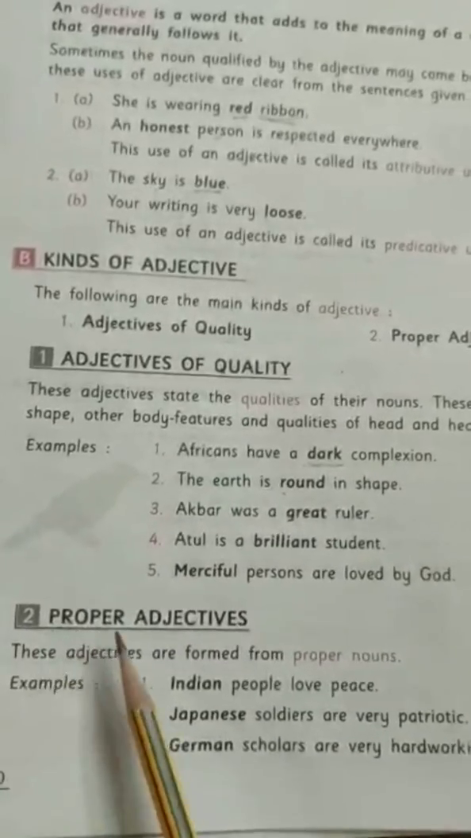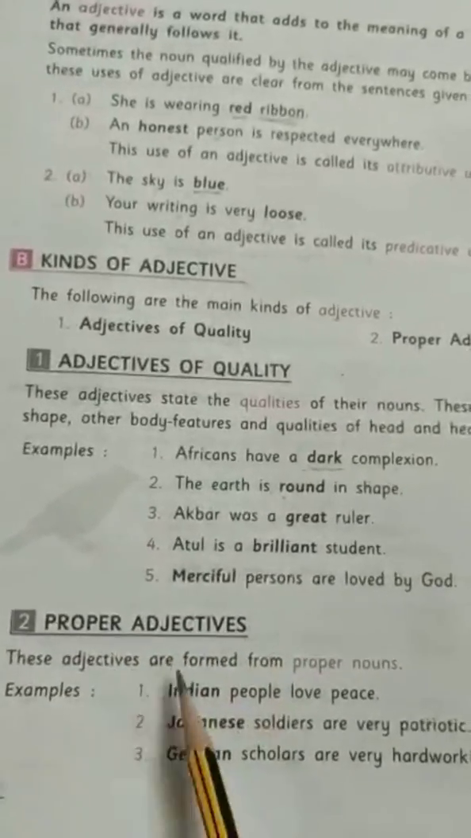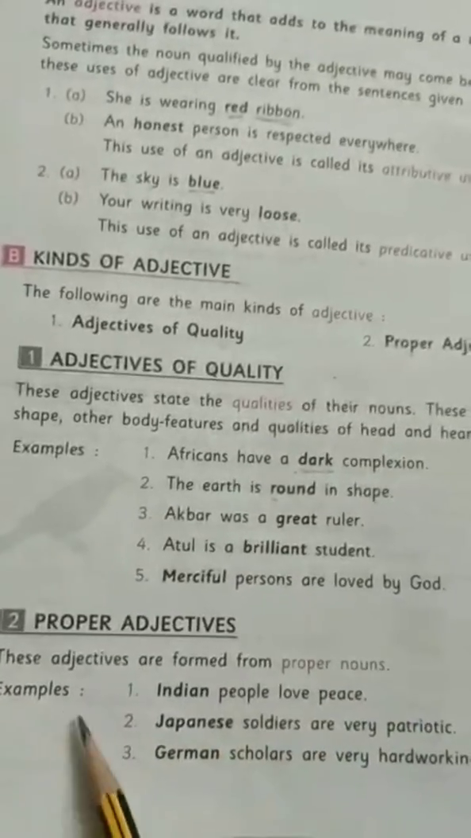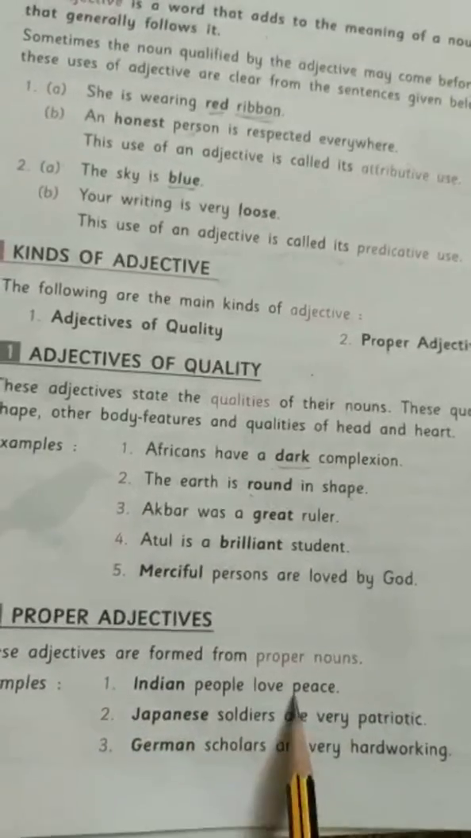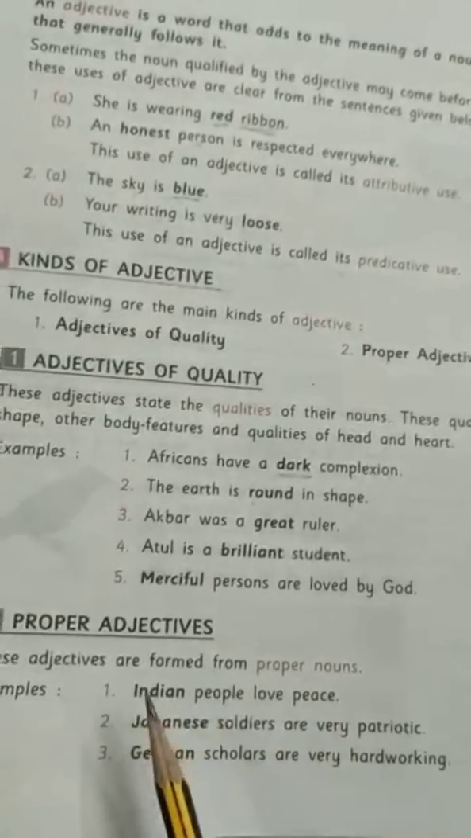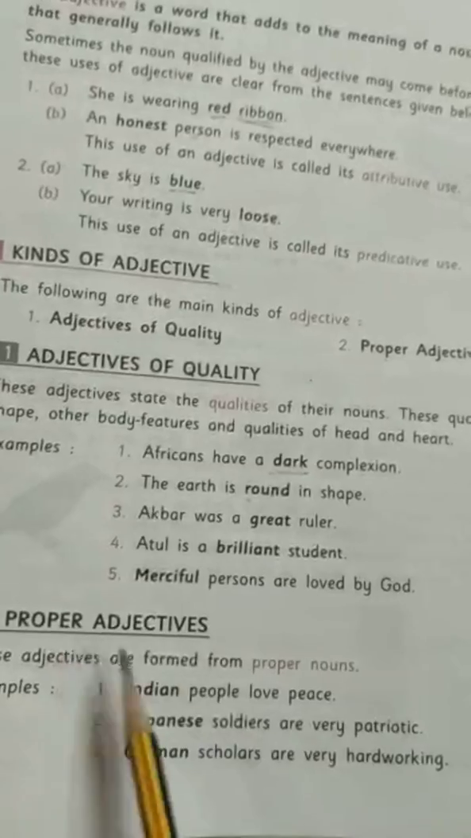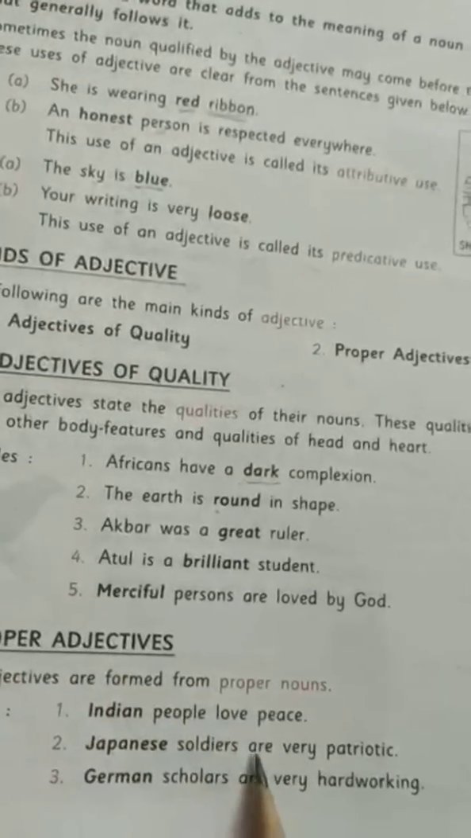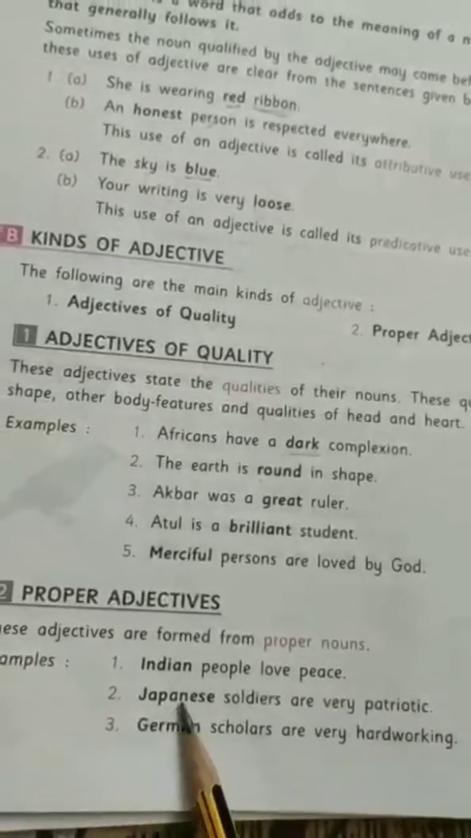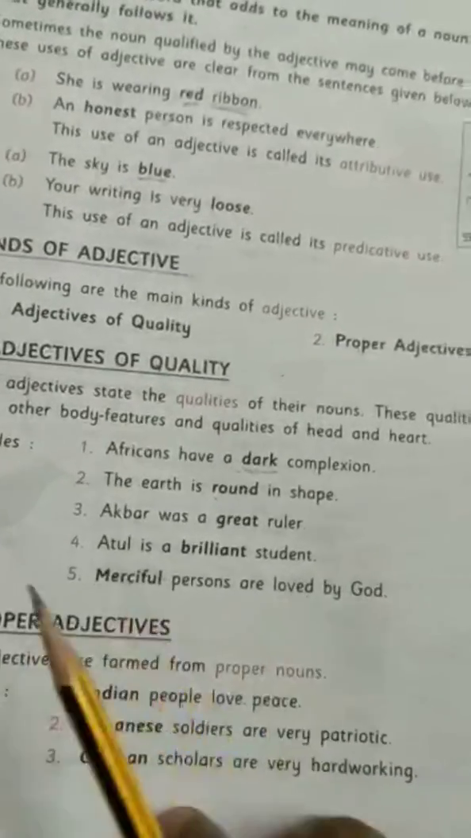Now the second one, proper adjectives. These adjectives are formed from proper nouns. Examples: Indian people love peace. So here the word Indian is nothing but a proper adjective. Japanese soldiers are very patriotic. So the word Japanese is a proper adjective.